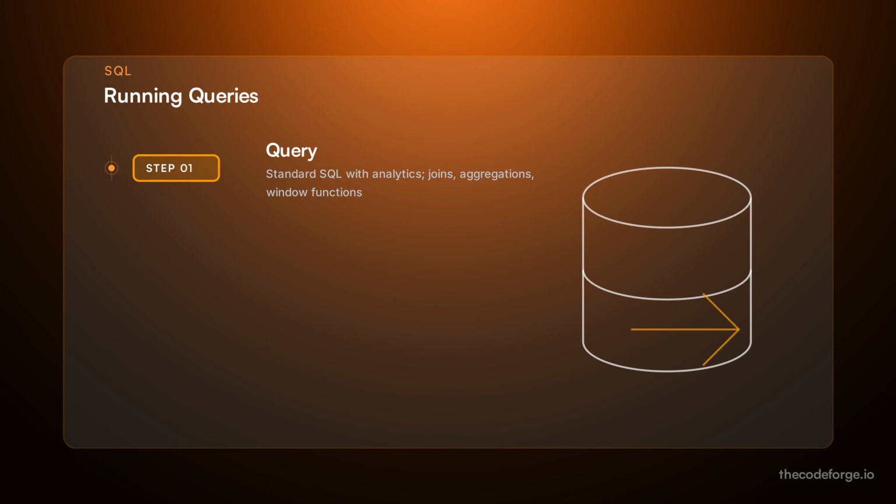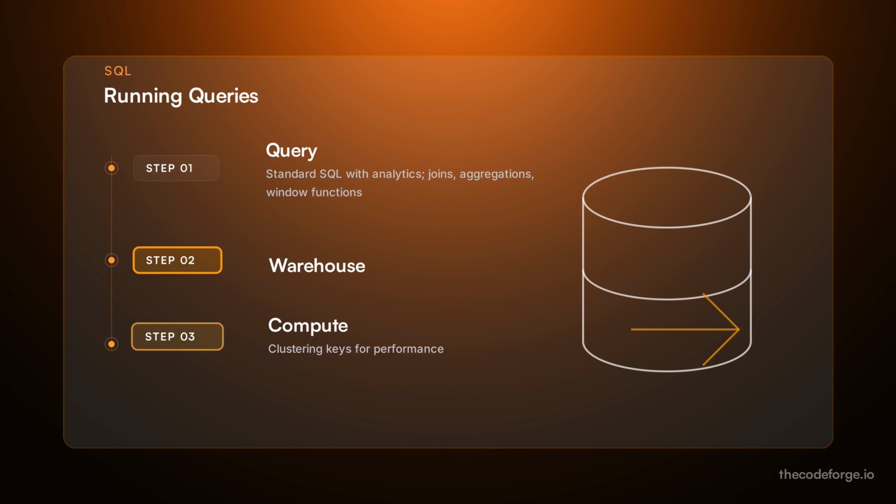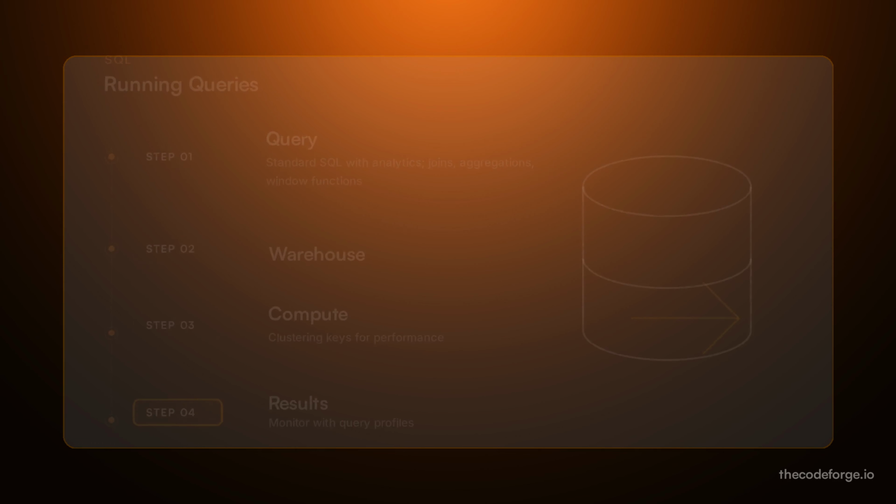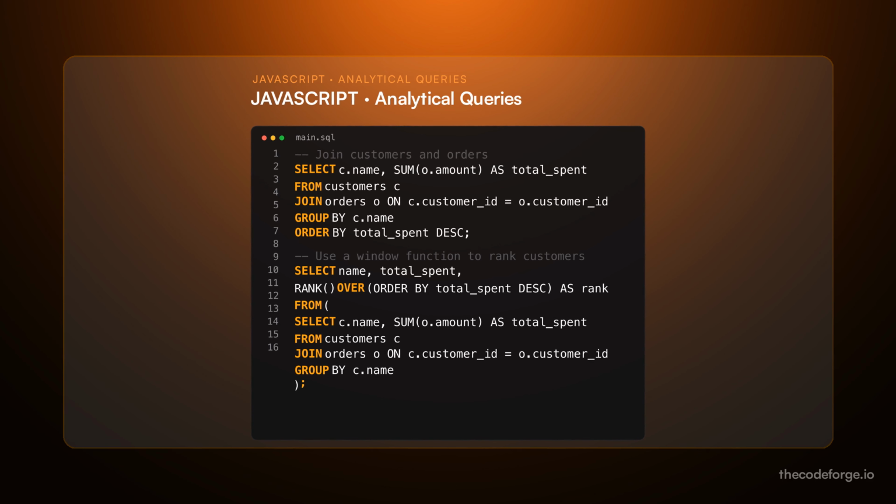Now that we have data, let's run analytical queries. Each query runs on a warehouse, which supplies the compute. Snowflake supports standard SQL with analytics extensions, joins, aggregations, and window functions, plus clustering keys and query profiles to tune it. Let's find total sales per customer and rank them using a window function. Snowflake SQL is powerful and familiar.